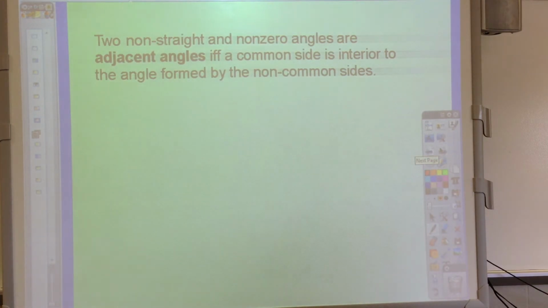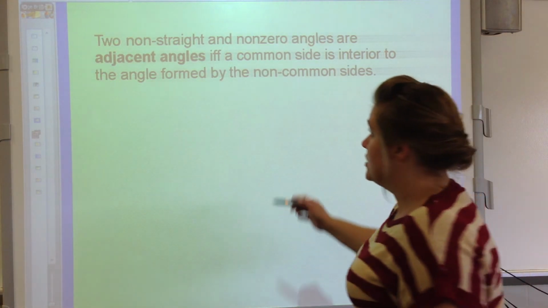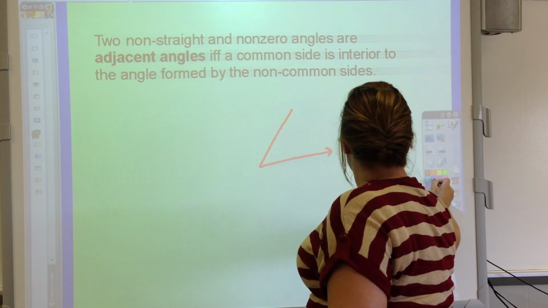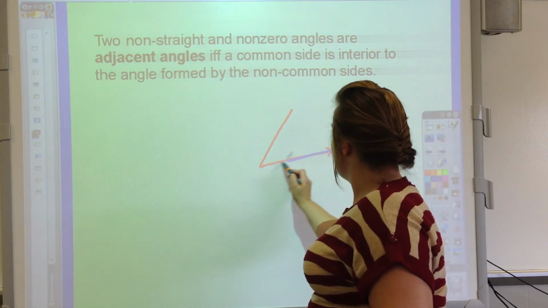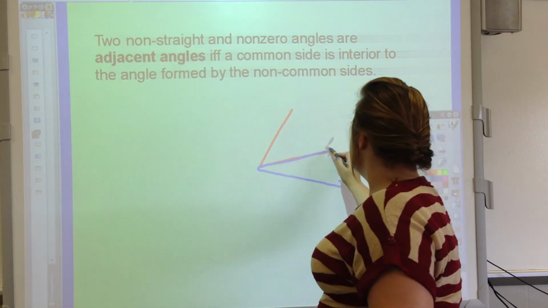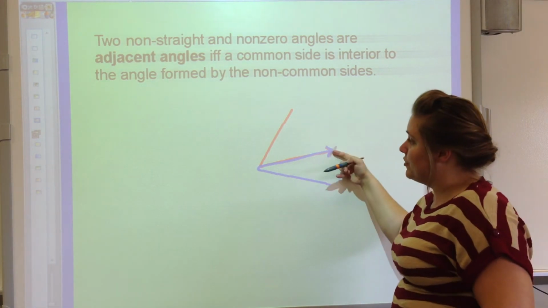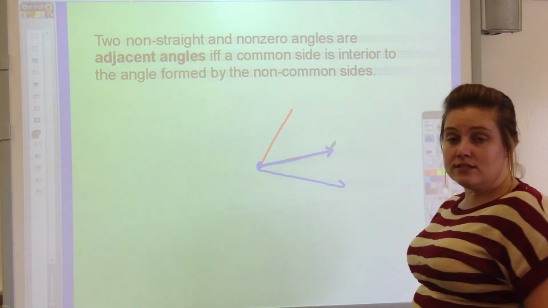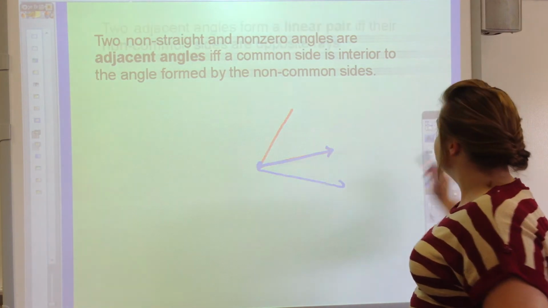Two non-straight angles and non-zero angles are adjacent if and only if a common side is interior to the angle formed by the non-common sides. Basically, if I have two angles that share one common side, these two angles would be considered adjacent because they share this side right here.